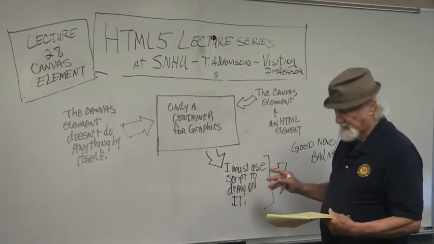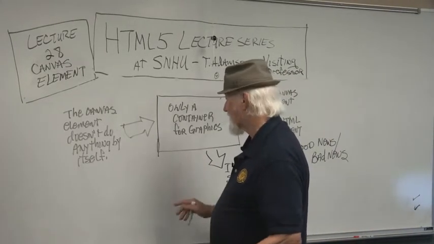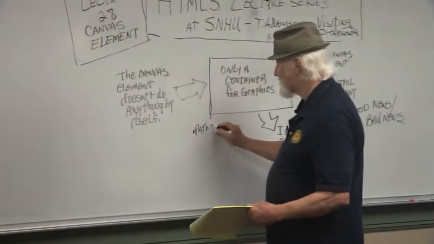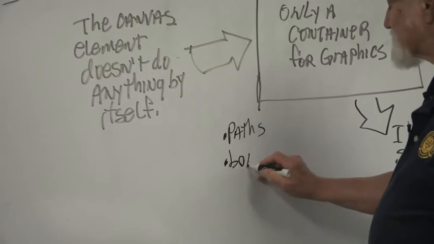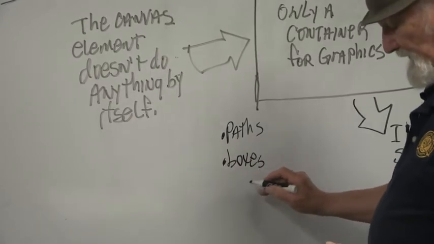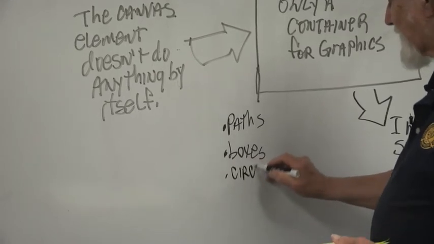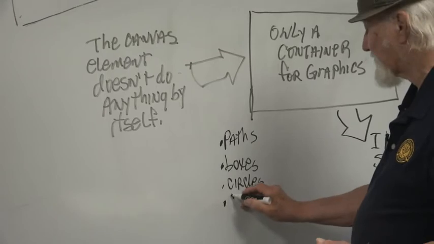Okay, the canvas comes with several methods for drawing. I can make paths, and these are all going to be in JavaScript. I can make boxes. I can make circles. I can make characters.